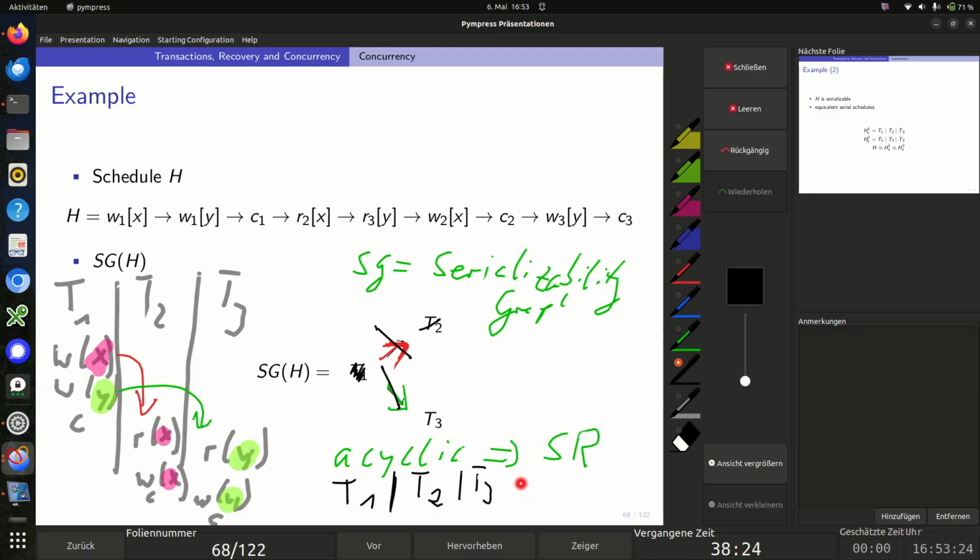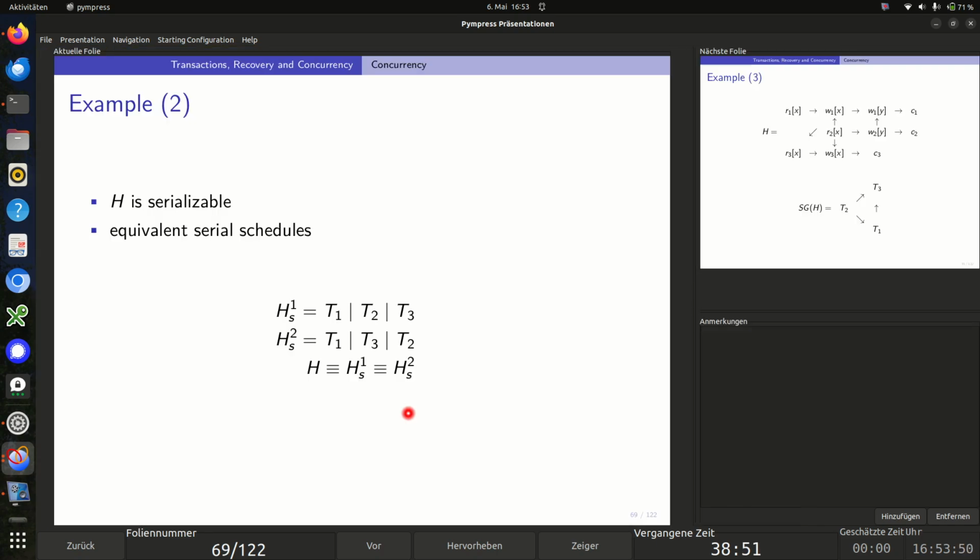Now the question is, could we have done it differently? Yes, and it would be T1, T3, T2. So those 2 execution orders would be equal. This is called topological ordering. So again, we have 2 different possible schedules, and both schedules are equivalent.